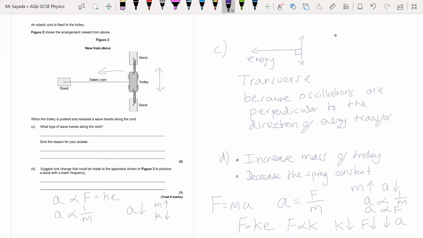Please pause the video, mark and correct your work. Press play once you've done that. You should have now marked and corrected your work.